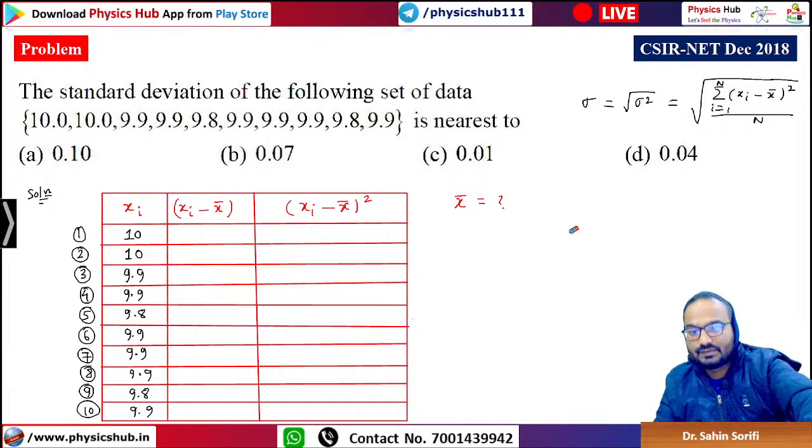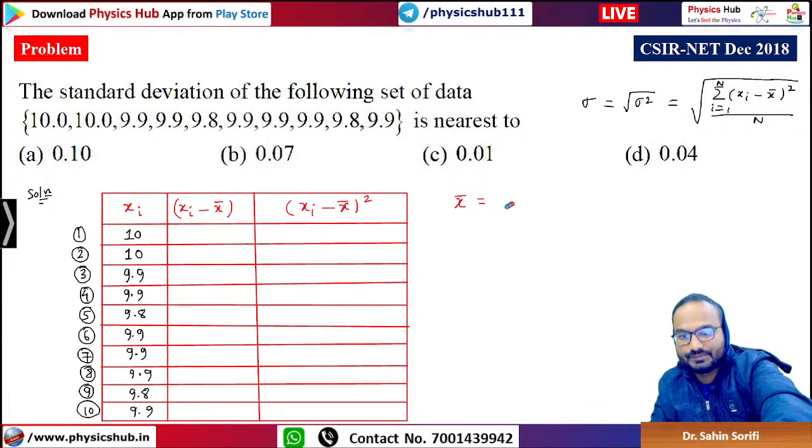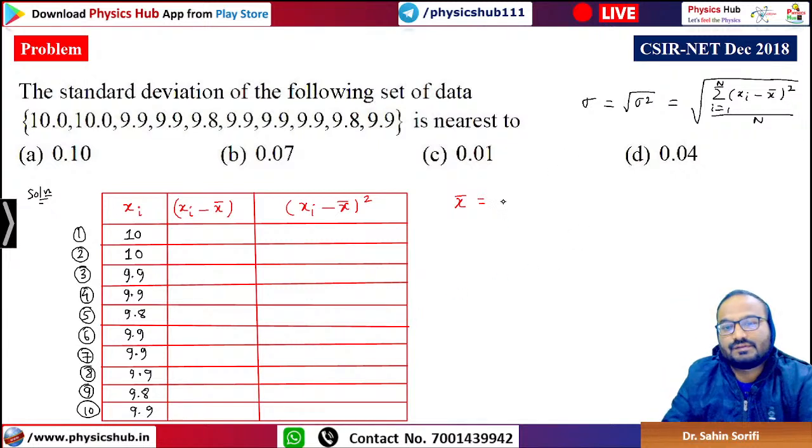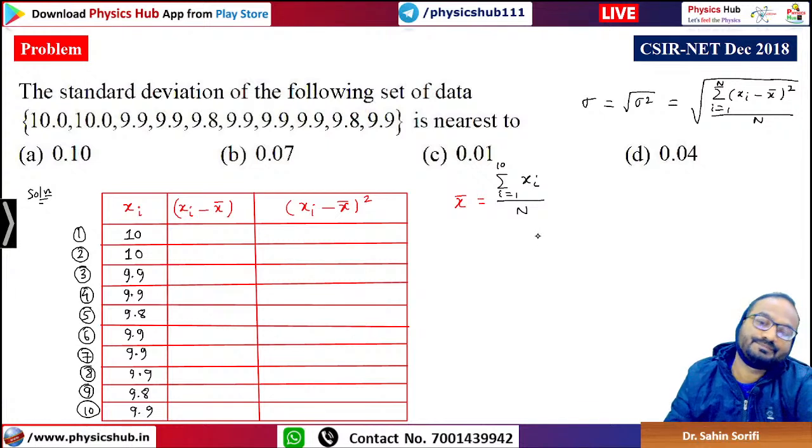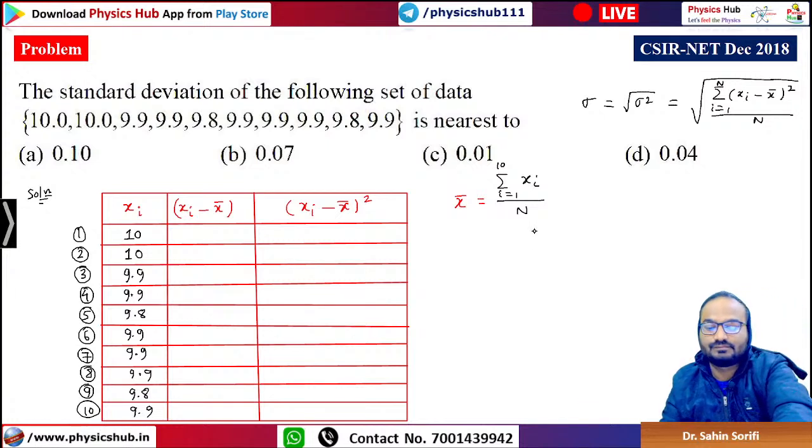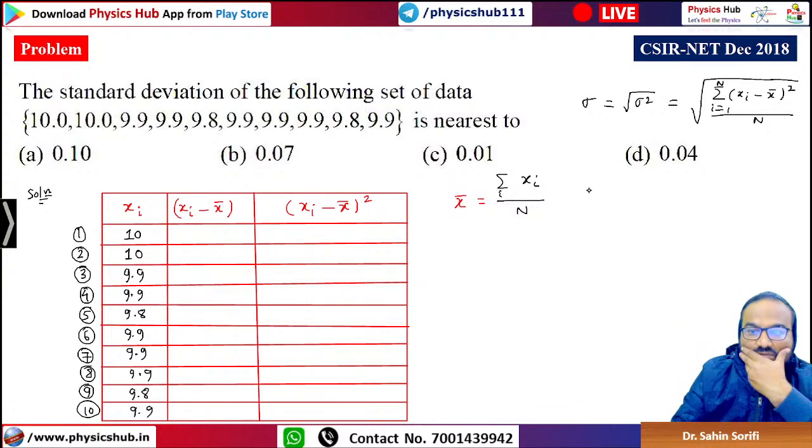Let's calculate this. X average is equal to the sum over i from 1 to 10 of xi divided by 10. Okay, divided by 10 you can do. Or you can simply write, if you want to write a formula, don't mention the limit: sum over i of xi divided by n.